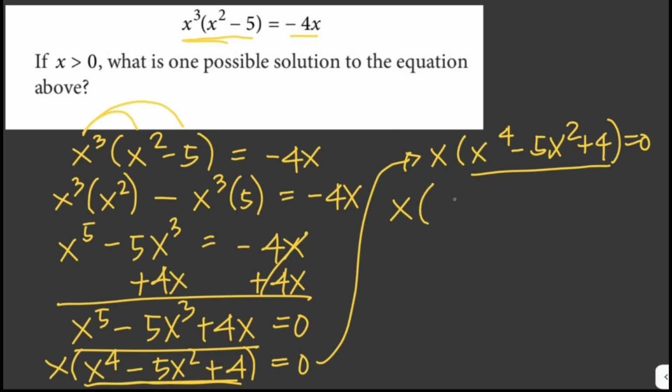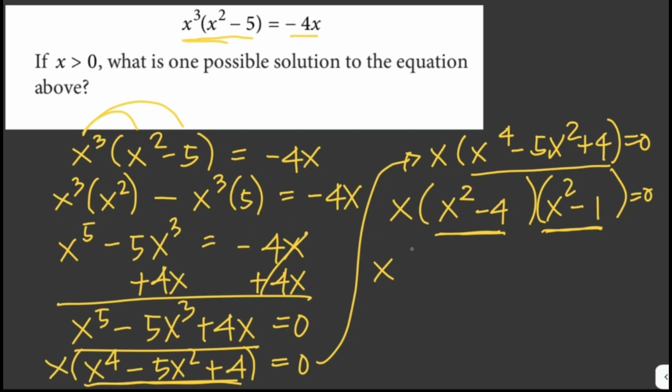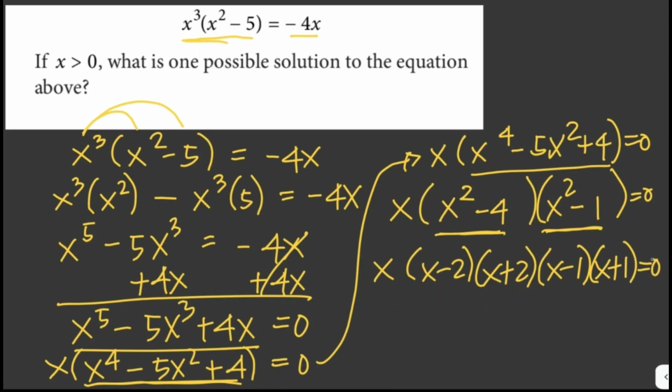We can write this as x squared, okay, we do trial and error: (x squared minus 4) times (x squared minus 1). And then we have two expressions here of the difference of two squares. Then we can further factor these two expressions. So we can write x squared minus 4 as (x minus 2) times (x plus 2), and x squared minus 1 as (x minus 1) times (x plus 1) equals 0.